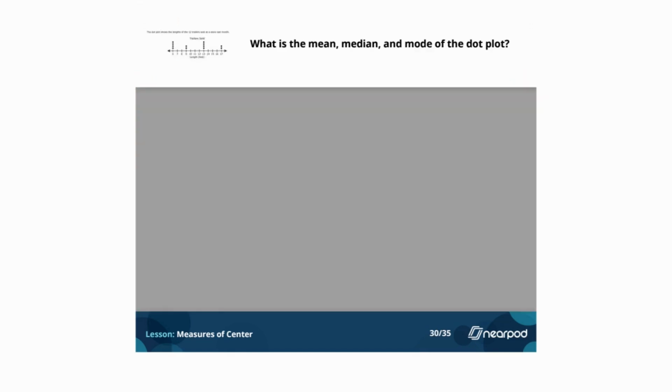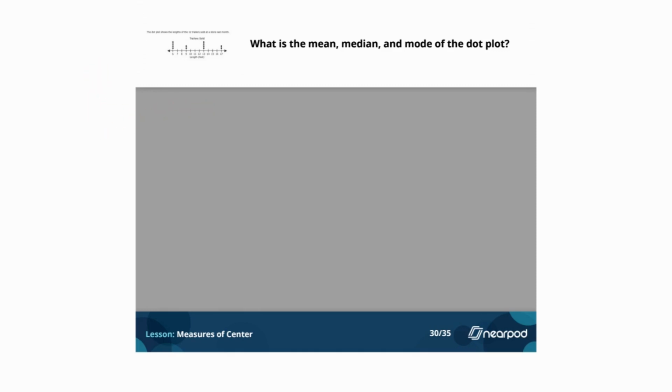It says the dot plot shows the length of 12 trailers sold at a store last month. What is the mean, median, and mode of the dot plot? So again, it's important to know how to read these graphs. This is a dot plot. So we're going to look for our mean first. I'm going to write down here on the bottom. If we look, it pretty much already gives us the order from least to greatest. That's what's nice about a dot plot, because the number line goes from least to greatest.